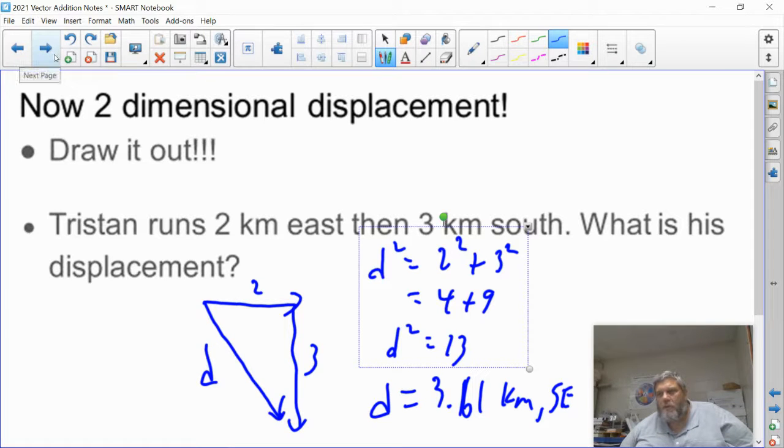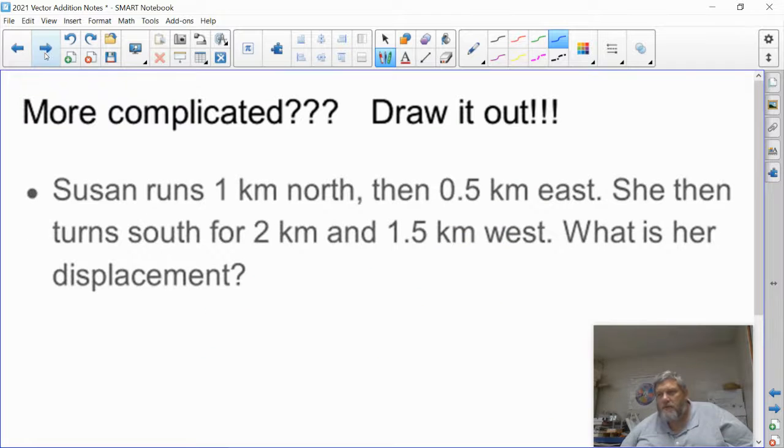All right, let's look at one more, which is a little bit trickier. This one's a little bit more complicated. We need to draw it out, but we also need to start off to make our lives a little bit easier. So Susan runs 1 kilometer north, then half a kilometer east. She then turns south for 2 kilometers and 1.5 kilometers to the west. What's her total displacement?